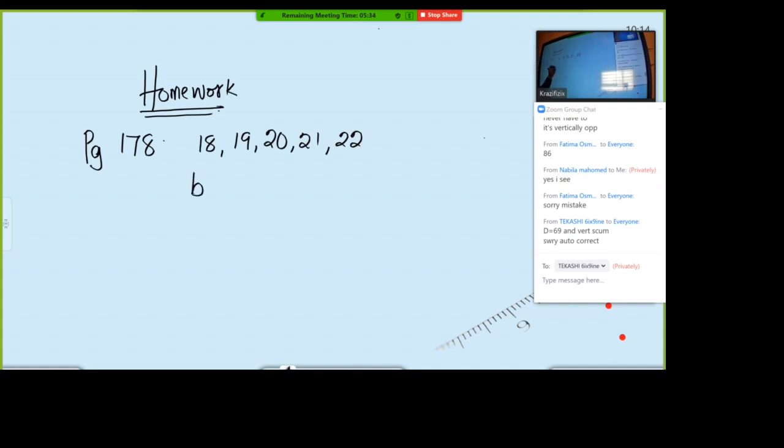And then we look at B1 and B2. Homework, guys. Page 178, 18, 19, 20, 21, 22. And then we look at B1 and B2. They are a bit more complex. So you need to take your time when you deal with those questions. I hope we're okay so far. I'm glad you guys are responding so awesomely.